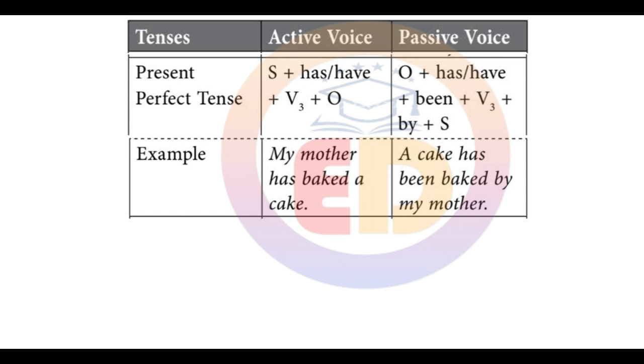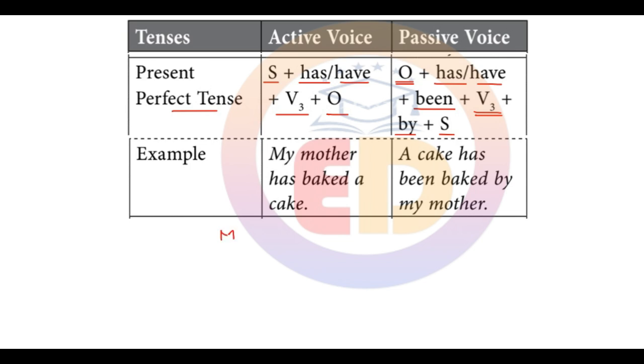Next, the present perfect tense. The construction of present perfect tense in active voice is subject, helping verb has or have, third form of the verb plus the object. And for converting this active voice to passive voice, the object will come in the beginning, followed by helping verb has or have, then been, after been the past participle form of the verb, followed by preposition by, and the subject will come at the end. Let's look at an example.